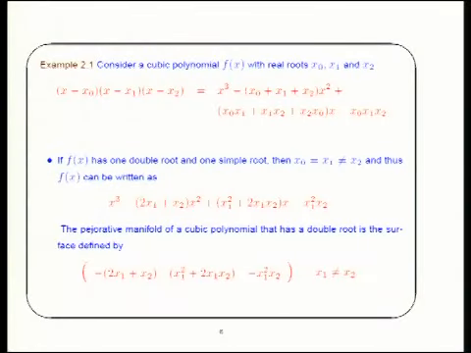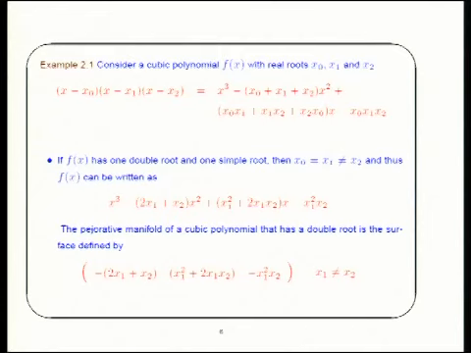Now, here's an example. Again, I'll just do it with real roots to keep things simple. Consider a cubic polynomial with those real roots. I've expanded it there. Now, suppose you have prior knowledge that it's got one double root and one simple root. So you take that top expression and put x0 equal to x1, not equal to x2, and that's your cubic. So the pejorative manifold that has a double root is the surface defined by that: one coefficient in your space, the second, the third. So this is a surface with 2 degrees of freedom, and that defines your pejorative manifold, okay?